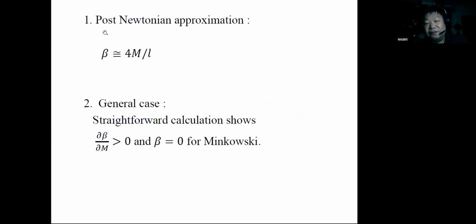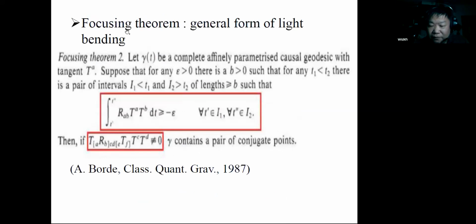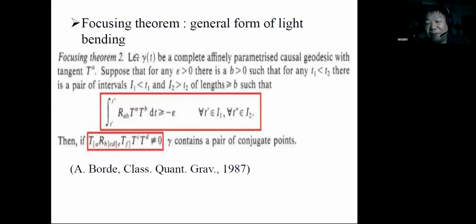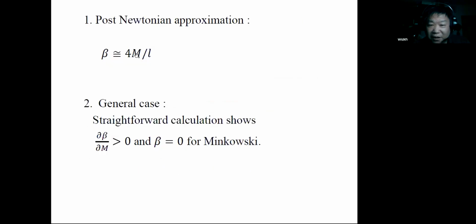Then in the Schwarzschild case, we can also calculate the concrete value of the bending angle in a very precise way. First, if the light is just in the asymptotically flat region, we can use the post-Newtonian approximation and get that the bending angle is just proportional to the total mass of the spacetime. Also in the Schwarzschild case, we want to consider the general case, that means the null geodesics do not only belong to the asymptotic region.